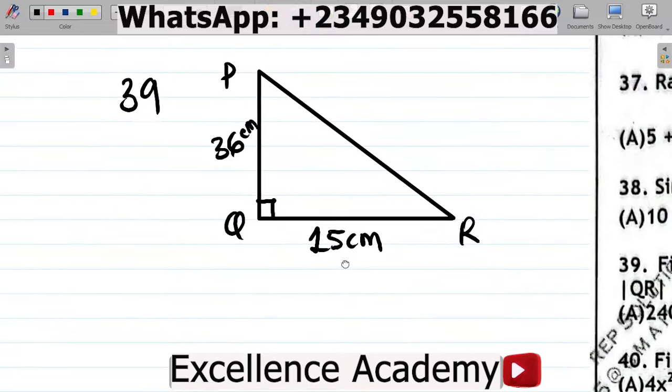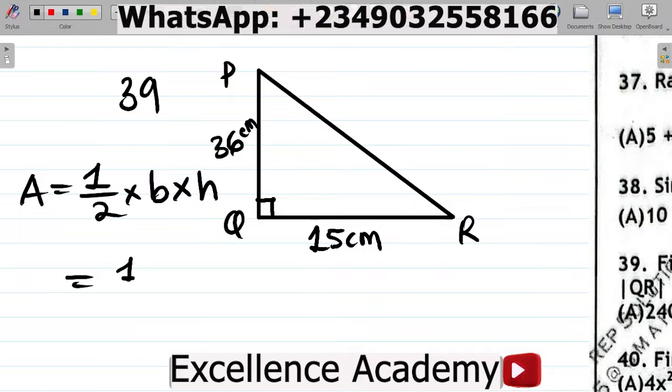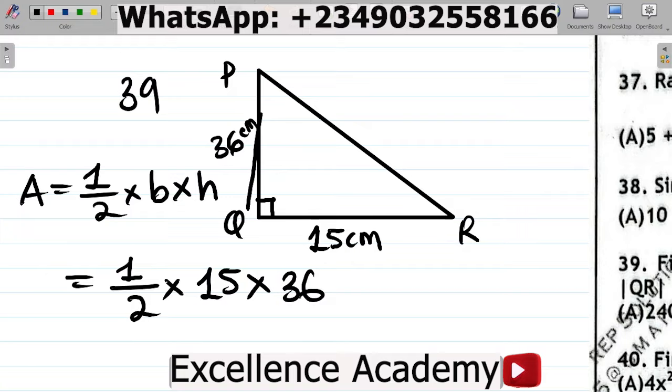You're asked to find the area of this triangle. Now, area of triangle is simply A. The formula is half, 1 over 2, times base times height. That's equal to 1 over 2 times the base, here it is 15, times the height, here it is 36. So the height is actually the vertical, not here. Here is the hypotenuse, not height. All right, take note.